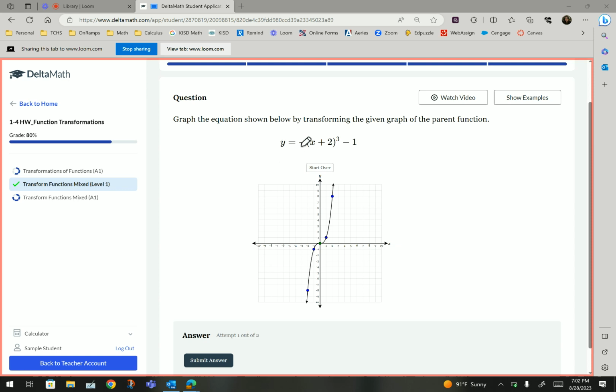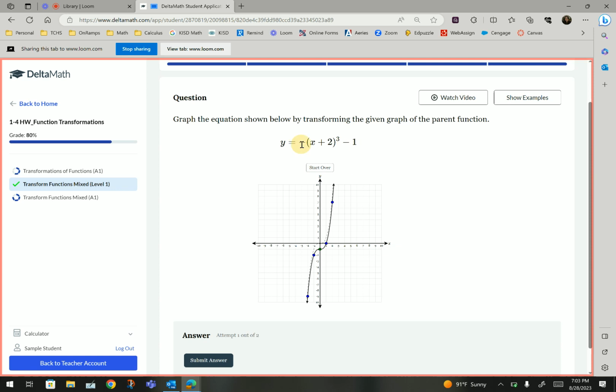So if I really wanted to make it look like the parent function, I can get rid of that negative, I can get rid of that positive 2, and that minus 1. y equals x cubed is the original graph, okay? So one by one, the first thing we want to do is deal with the negative, the positive 2, and the negative 1. That negative 1 is on the far outside. So what we want to do is take this graph and move it down 1, okay? Down 1, that's what that means.